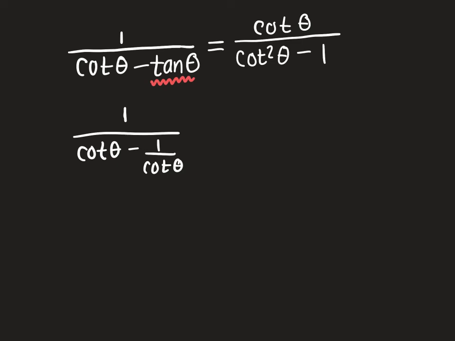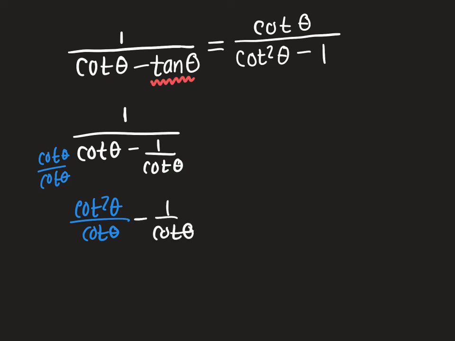How do we subtract on the bottom? You need a common denominator. We need a common denominator again. All right, so we're going to multiply that by cotangent over cotangent, which is going to give us a cotangent squared theta over cotangent, and then minus our 1 over cotangent.